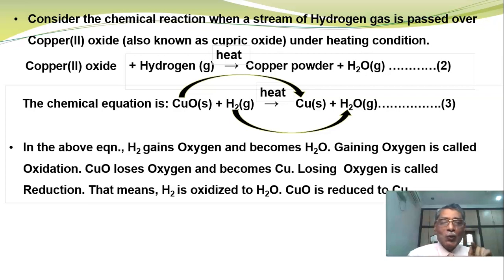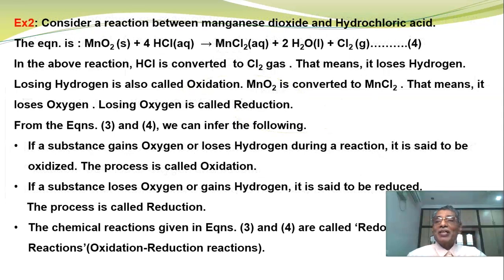CuO loses oxygen and becomes Cu. Losing oxygen is called reduction. That means H2 is oxidized to H2O and CuO is reduced to Cu. Consider a reaction between manganese dioxide and hydrochloric acid.